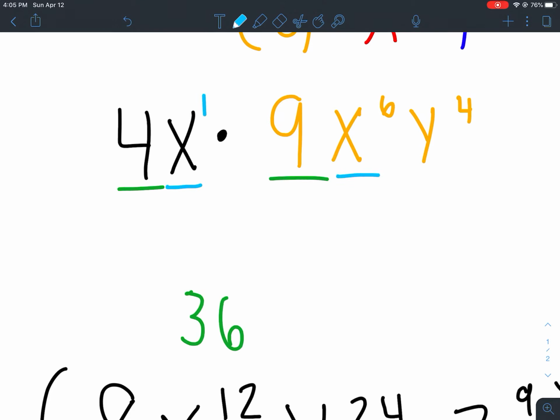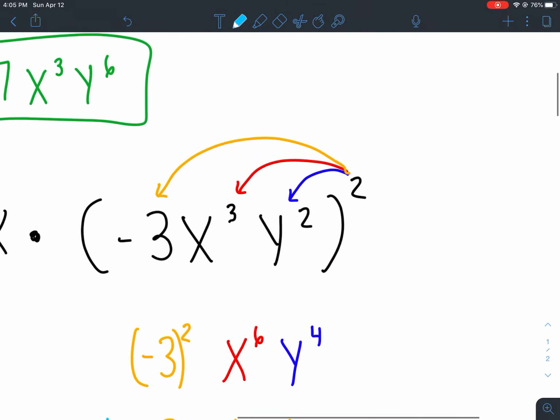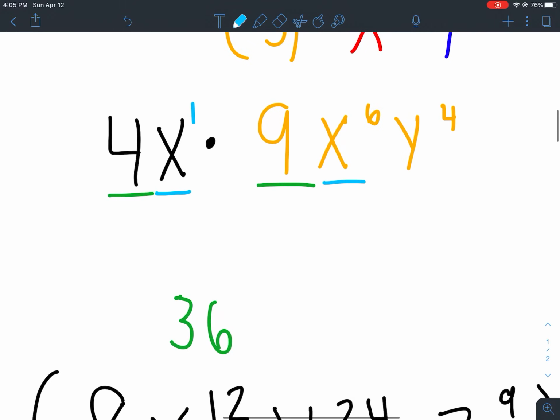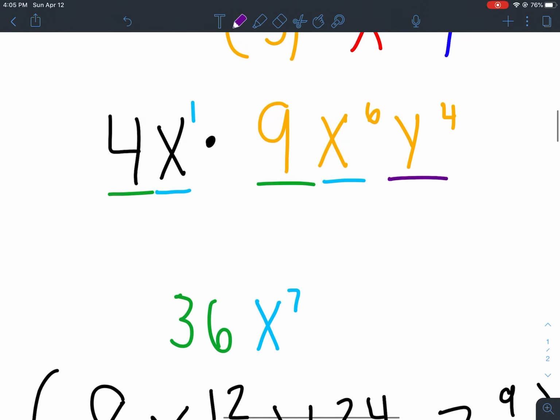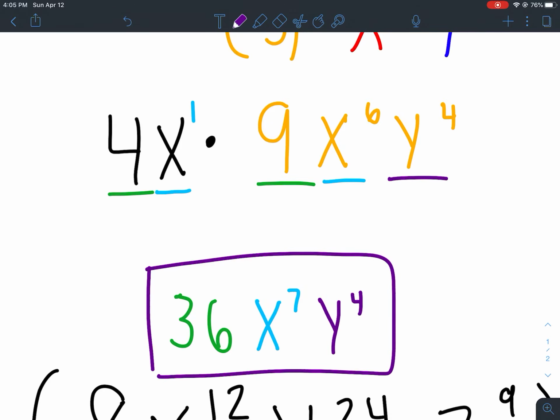Now the x here has an exponent of 1, even though it isn't written. Now would I add 1 and 6 or multiply 1 and 6? Here I would just add. There is no parentheses. I'm not distributing anything. Here I distribute, so I multiply. Here there is no distribution. So 1 plus 6 is 7. And lastly, we have just y to the 4th. There's no other y base. You're going to leave it as is.